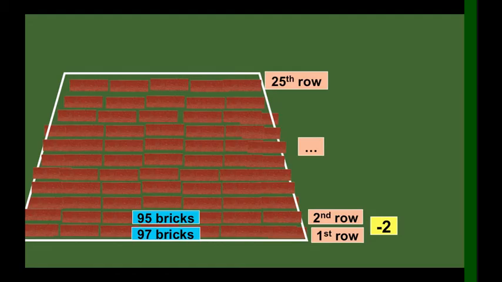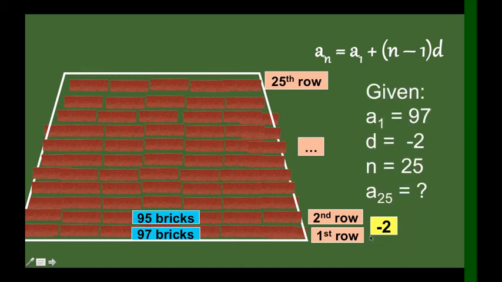Na kung saan every row, meron tayong minus 2. And then, our formula that we're going to use a sub n equals a sub 1 plus n minus 1 times d. Bakit ito yung gagamitin natin? Kasi lahat sila may common difference na 2. Okay? So, we have a sub 1 equals 97, d is negative 2, n is 25, a sub 25 is equal to, we don't know yet.